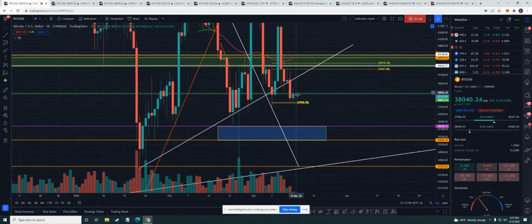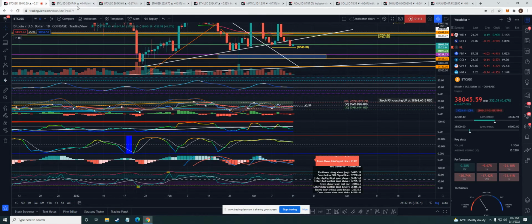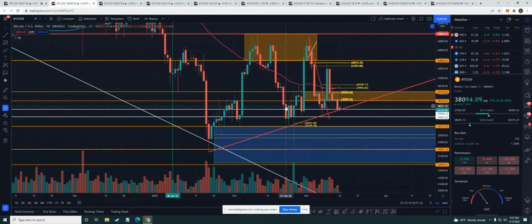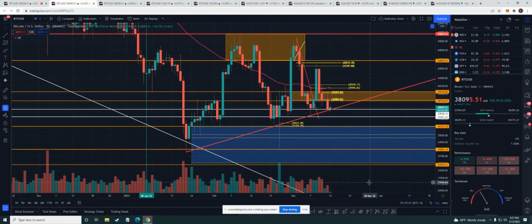This is kind of ugly, guys. I'm not going to lie to you. The daily's kind of looking ugly. We're going to go to some of our indicators here. And then I'm going to go to the Binance chart. And you guys can see the difference in price just on Binance. You can see the difference in style of trading you would have to do for the price difference.